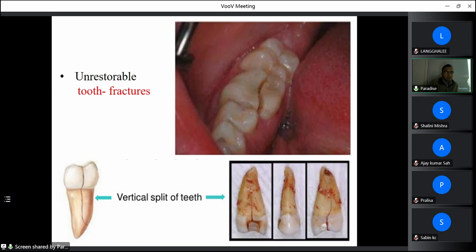If it is present in the middle half, it depends. You have to check clinically: if it is mobile, then you have to extract, otherwise you can save. If the horizontal fracture is present in the coronal third, most of the time it is mobile, so you have to extract the tooth as well as remove the root. So in horizontal fracture, it depends on the location of the fracture. But in vertical fracture, the only treatment is extraction of the tooth. You can't do anything in such cases.